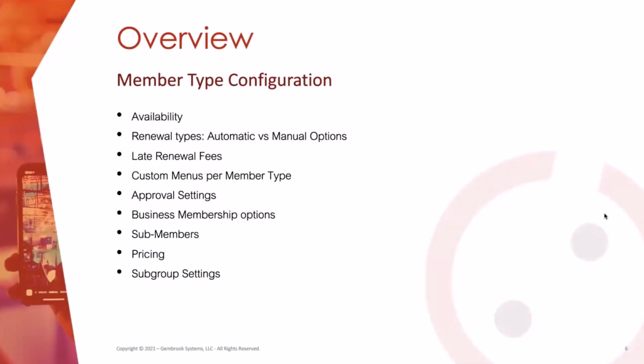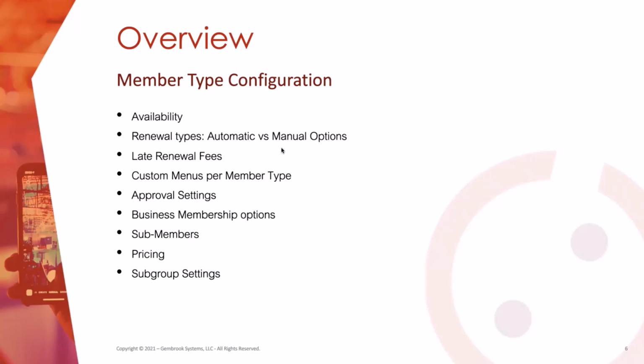So let's go ahead and talk about membership type configuration. We're going to be going over both the basics and then some of the more advanced options that have been added in the last few months and few years. We're going to be talking about things like member type availability. That means who can sign up for the member type.